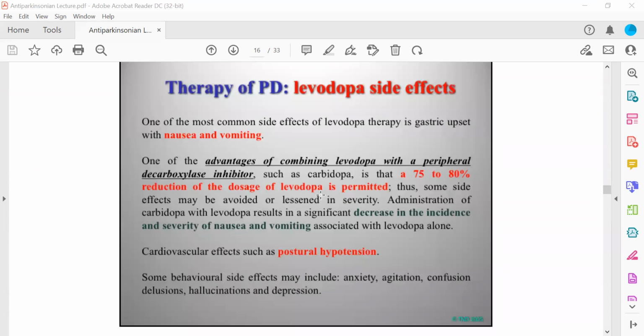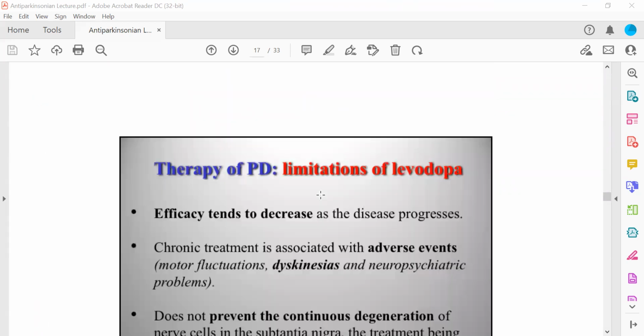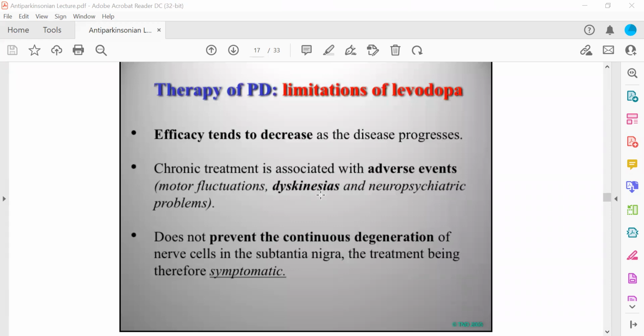There are quite a big number of side effects for levodopa. Please take note of these. There's also certain limitations of why we can't use levodopa. One of the main things is that efficacy tends to decrease as the disease progresses because there's less and less dopamine in your brain as more and more neurons die. So you need higher and higher concentrations of levodopa to still control the disease. But then up to a certain level, the levodopa dosage gets so high that it leads to quite a number of side effects like motor fluctuations, dyskinesias, neuropsychiatric problems.